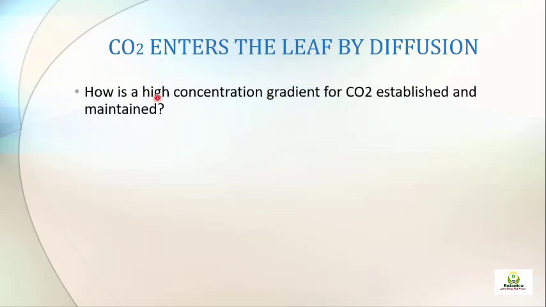So how is a high concentration gradient for CO2 established and maintained? We are saying that diffusion is responsible for the movement of carbon dioxide into the leaf.